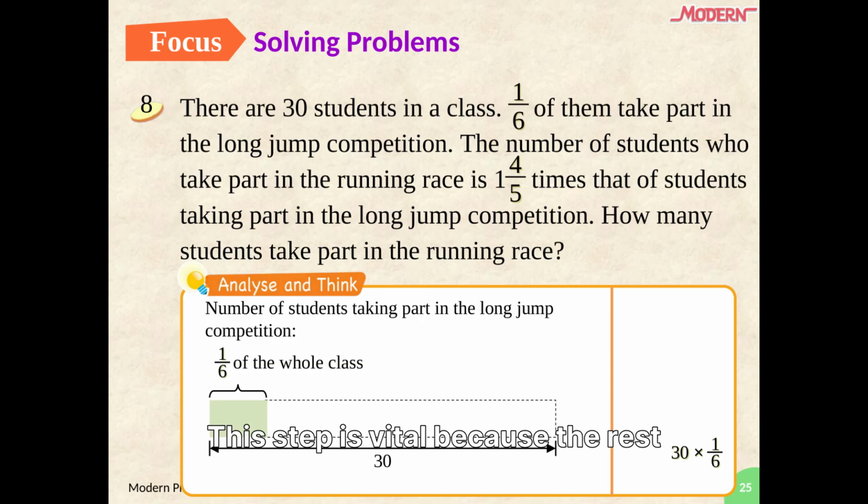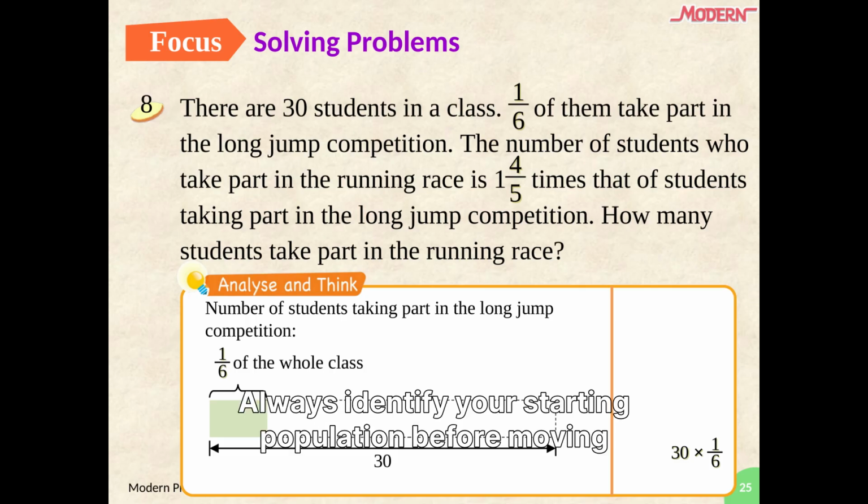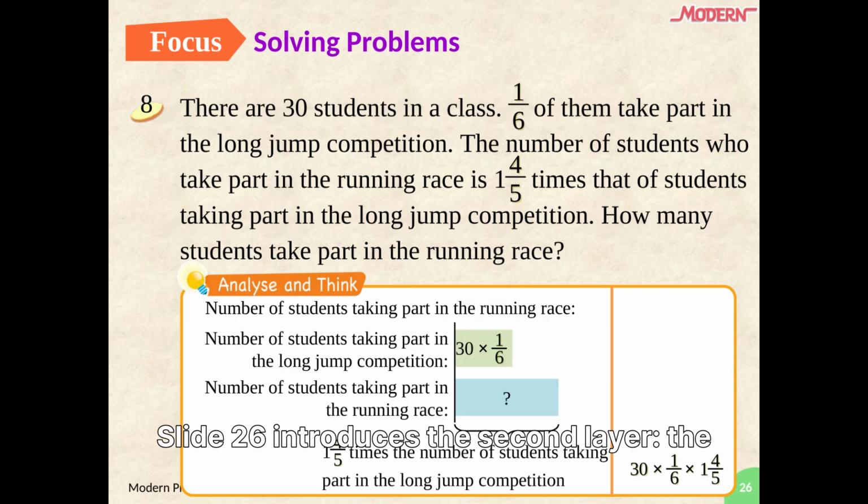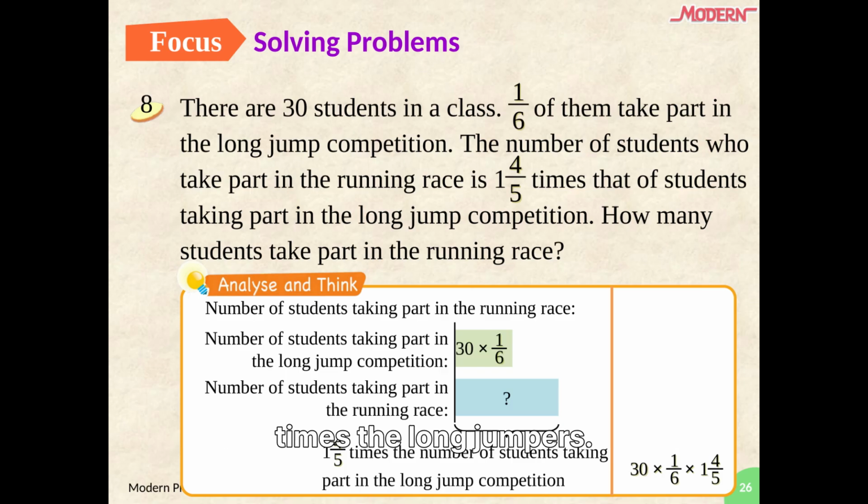This step is vital because the rest of the problem depends on finding this specific number correctly. Always identify your starting population before moving to comparison steps. Slide 26 introduces the second layer. The running race participants are 1 and 4/5 times the long jumpers.